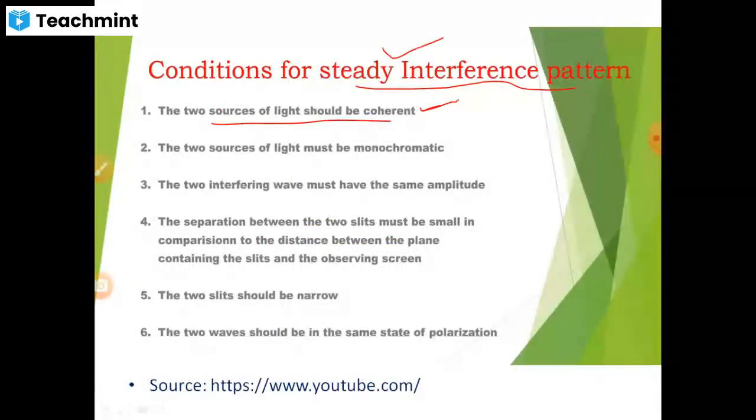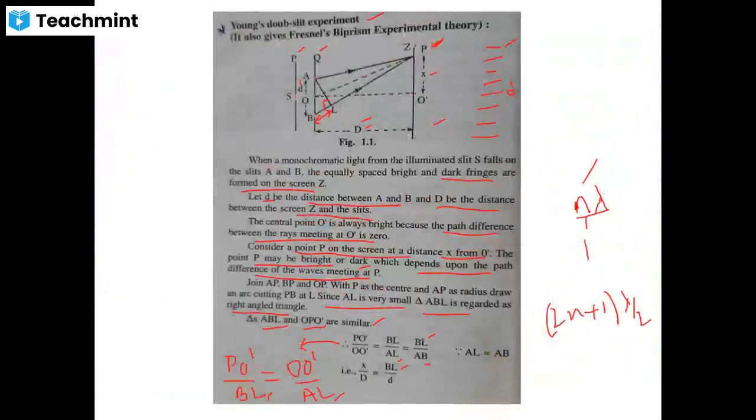This condition is fulfilled. Then we say the two sources of light must be monochromatic. They must be monochromatic. Means what? This incoming light should be monochromatic, having a single wavelength. Single wavelength. So what is the best example? You can go for a laser, which is a best example for monochromatic light, or you can go for sodium light, which you assume as what is known as monochromatic light.